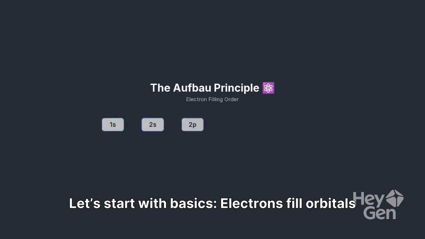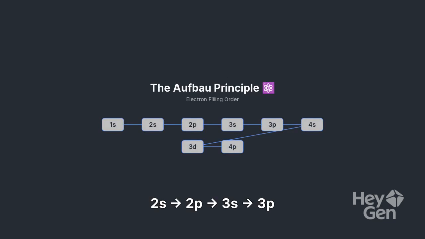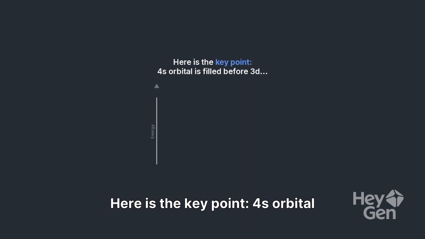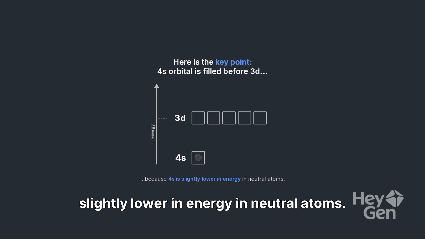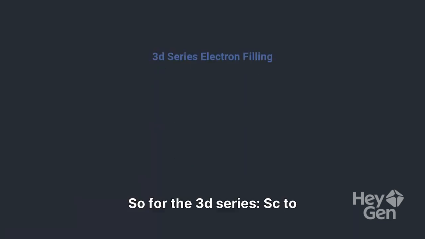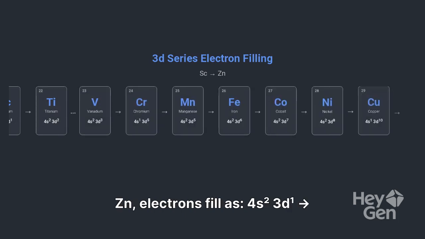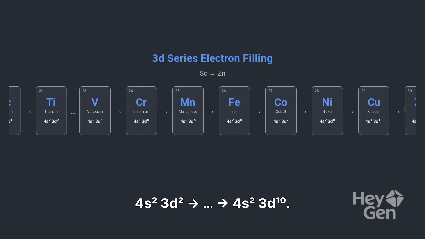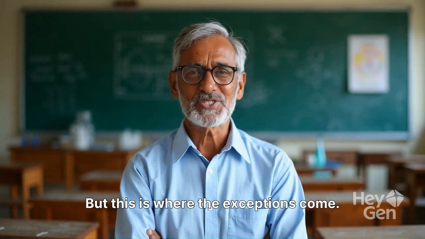Let's start with basics. Electrons fill orbitals according to the Aufbau principle. 1s, 2s, 2p, 3s, 3p, 4s, 3d, 4p, and so on. Here's the key point. 4s orbital is filled before 3d because 4s is slightly lower in energy in neutral atoms. So for the 3d series, Sc to Zn, electrons fill as 4s² 3d¹, 4s² 3d², 4s² 3d³, and so on. Simple, right? But this is where the exceptions come.